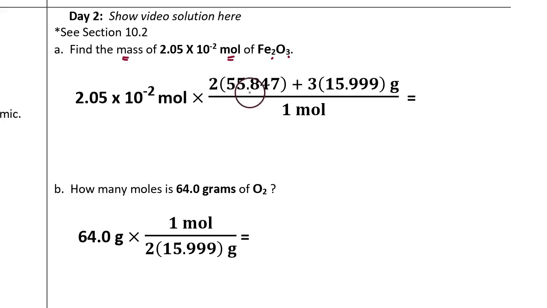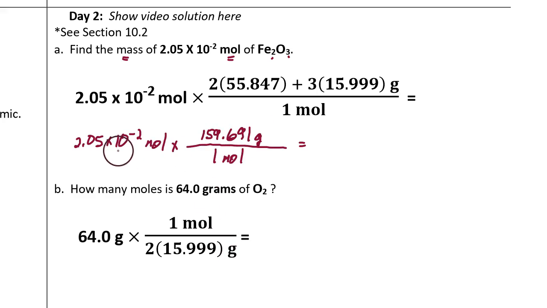We need to figure out what this numerator number is. We need to find how many grams there are in 1 mole of iron oxide. So that's the first thing to type in the calculator. When you evaluate that numerator, you're able to rewrite the problem like this. 2.05 times 10 to the negative 2 moles times, and that numerator turns out to be 159.691.